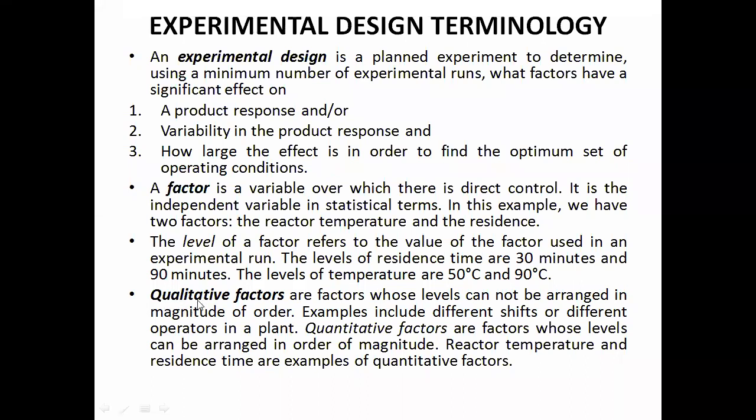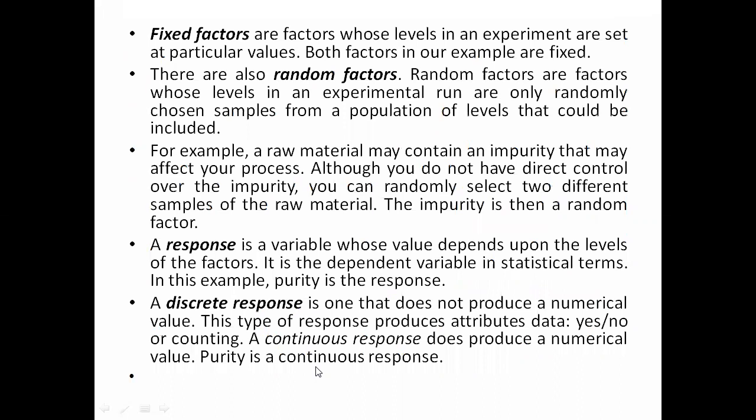Let's look at qualitative factors. What do we mean by qualitative factors? These are factors whose levels cannot be arranged in order of magnitude. Examples include different shifts or different operators in a plant, right? The qualitative factors are factors whose levels cannot be arranged in order, that same thing. Okay, fixed factors. These are factors whose levels in the experiments are fixed at particular values.